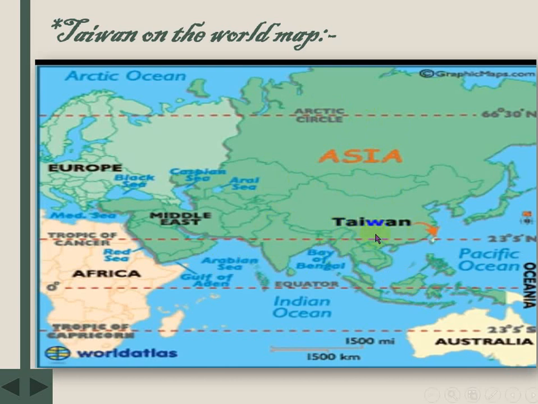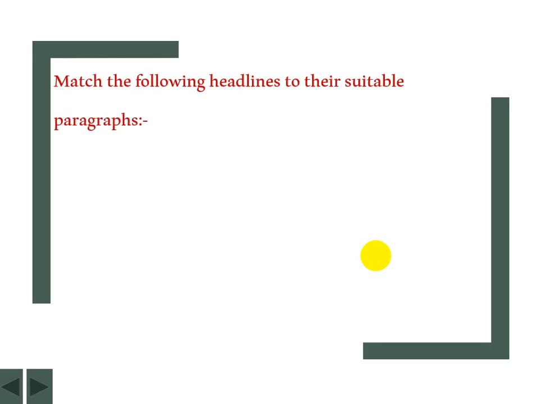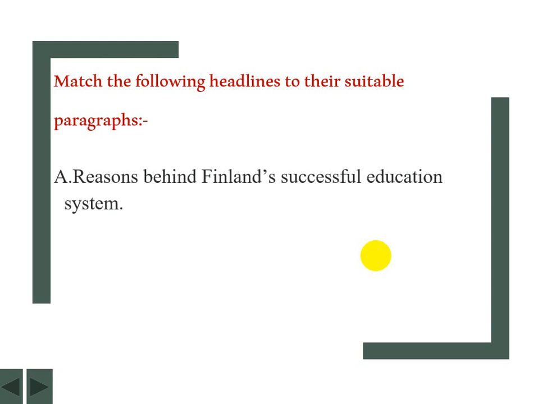What is their nationality called? They are called Taiwanese. Okay. So our lesson is about these two countries, Finland and Taiwan. Now, at the beginning, I'll give you subtitles or headlines. Please read the 4 paragraphs and match the following headlines or subtitles to their suitable paragraphs. In your books, you have 4 paragraphs, and now I'm going to give you 4 subtitles.